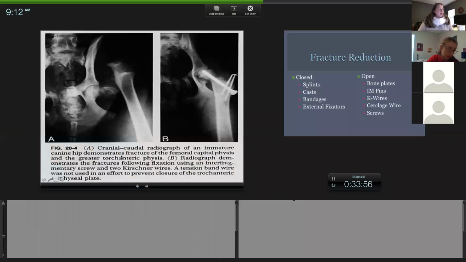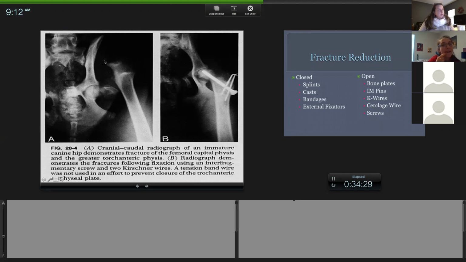If we look here, there's obviously the pelvis. This is obviously the femur. This is a craniocaudal, which is an AP view. And this is the femoral capital physis and the greater trochanteric physis. Basically, the femoral capital physis is right where the femoral head and the femoral neck come together. It's hard to see right here because it's really dark, but we're like, where's the head of the femur?